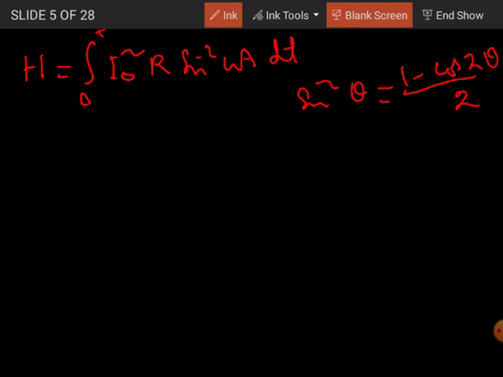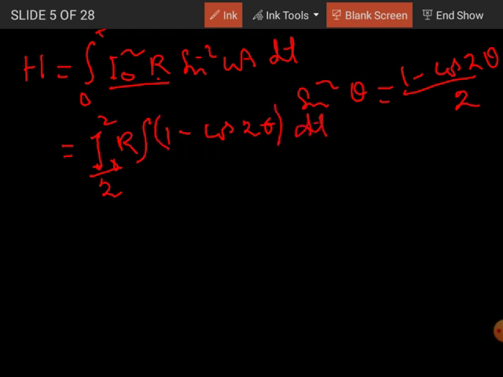Okay, so if we change that, then this will be equal to the integration of, so you can take I naught and R outside the integration, because these are constants. Peak value and resistance are constants, so you can take them outside the integration. The integrand is, instead of sine square, 1 minus cosine of twice theta divided by 2. That 2 can also be taken outside, and whatever remains is this much only. Clear?